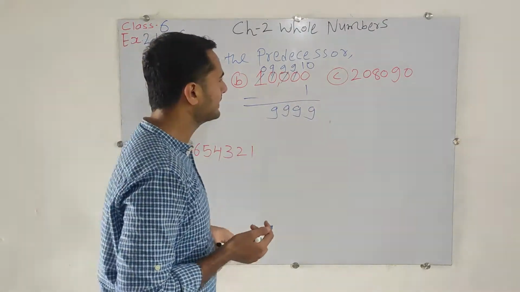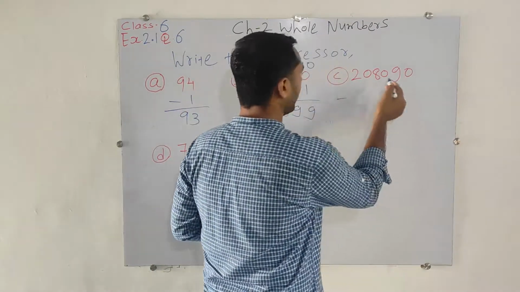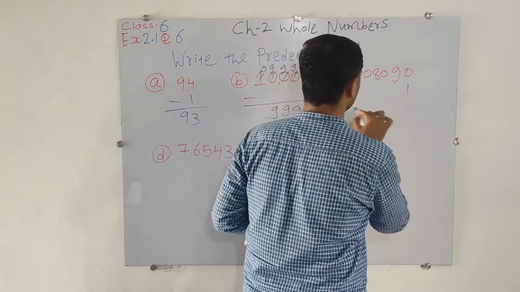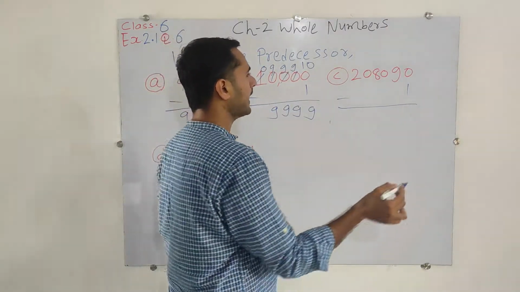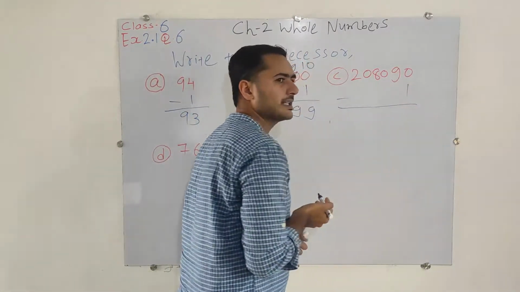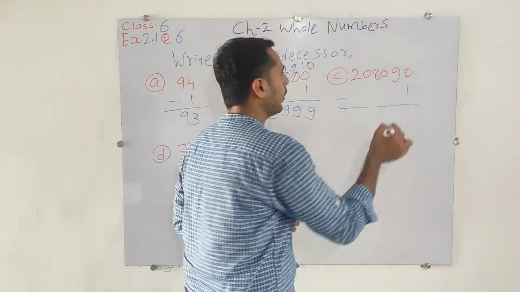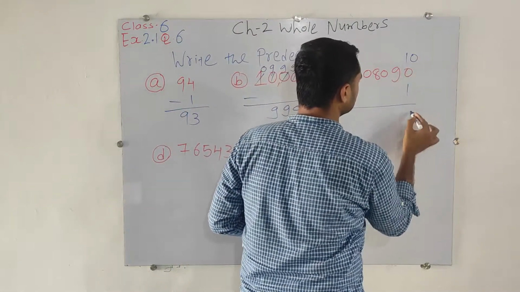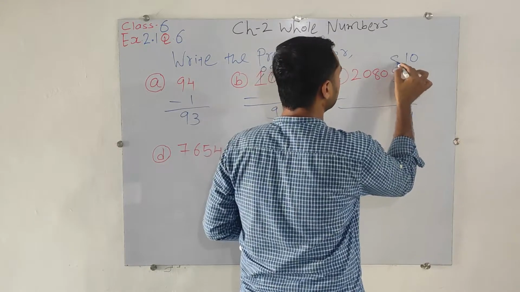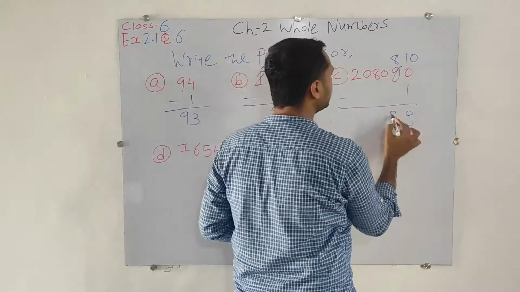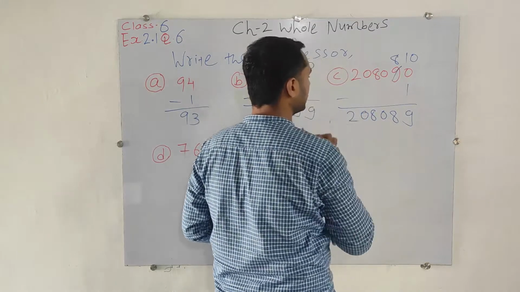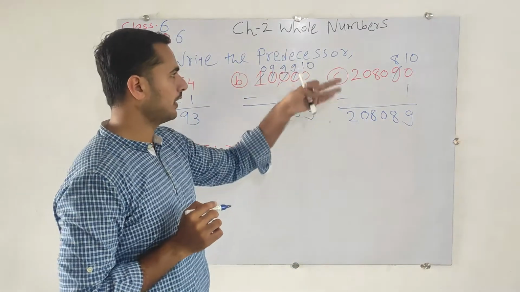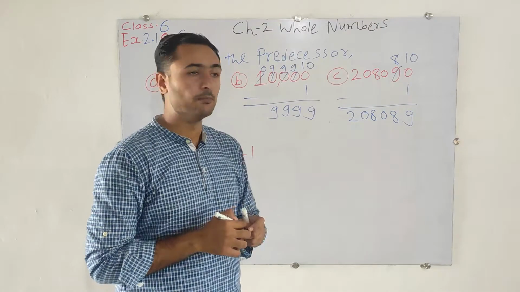Now C, that is 208090 minus 1, because we want to find the predecessor of that number. Again 0 minus 1 is not possible, so let's take 10 over there. 10 minus 1 is 9. Here is 8, then 8 as it is, 0 as it is, and 2 as it is. So this is the predecessor of the given number.